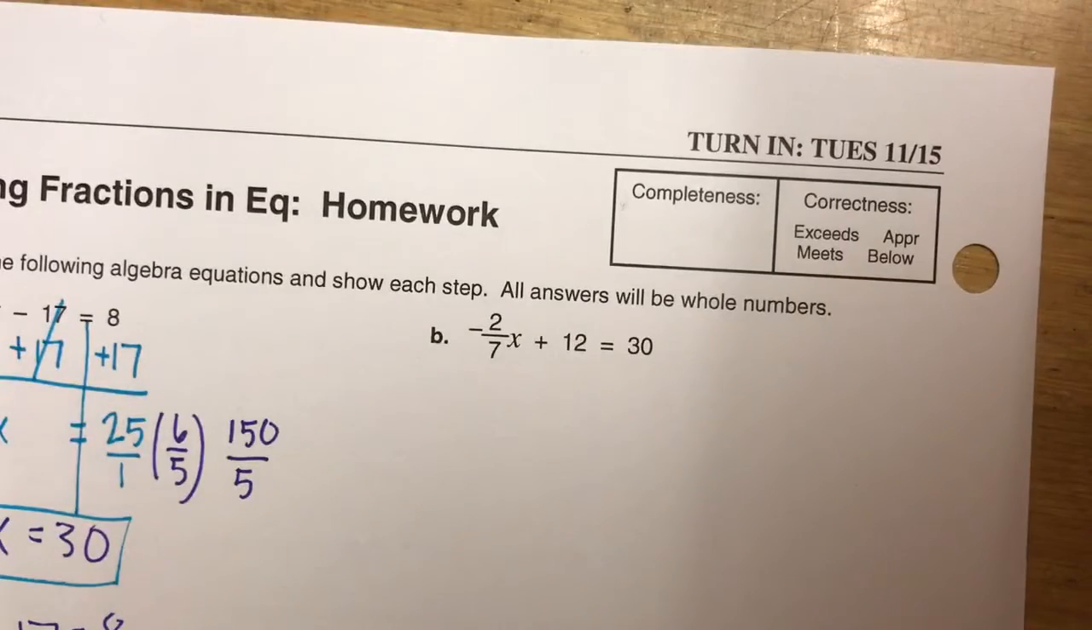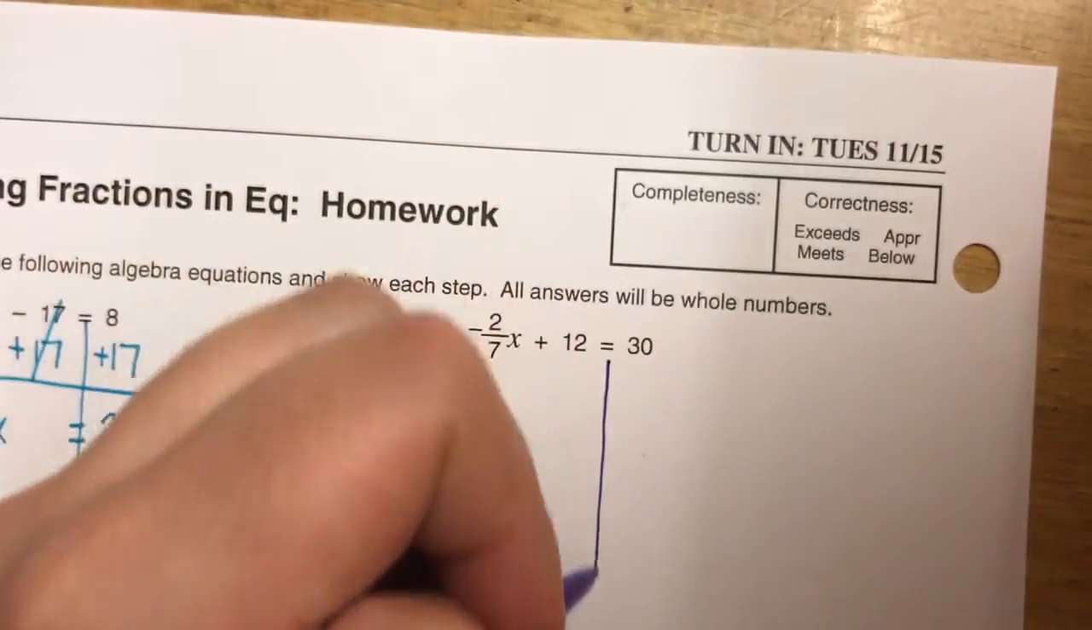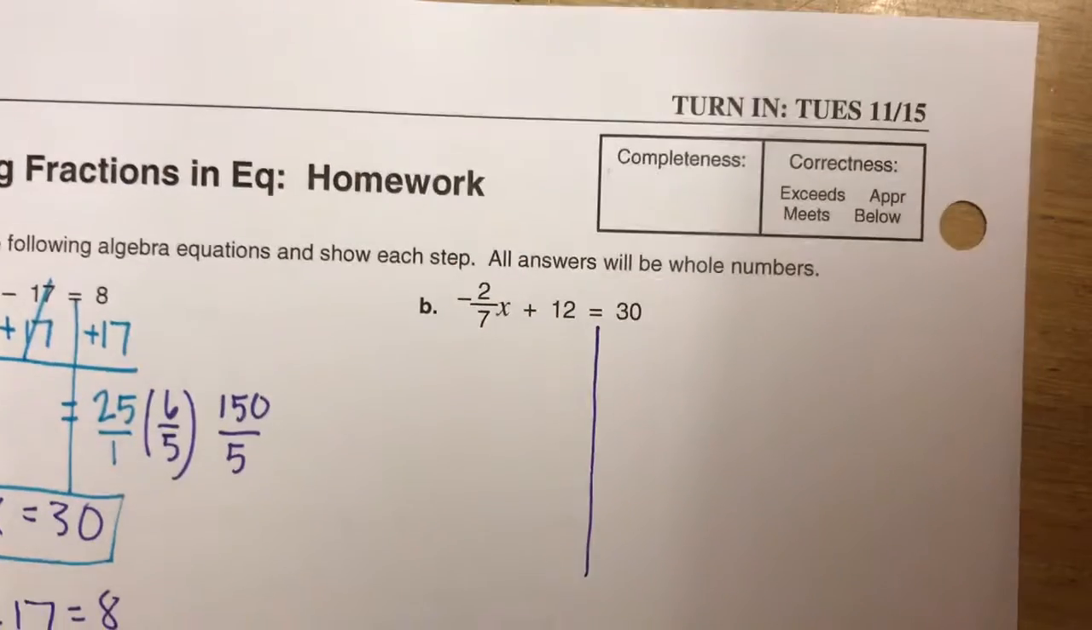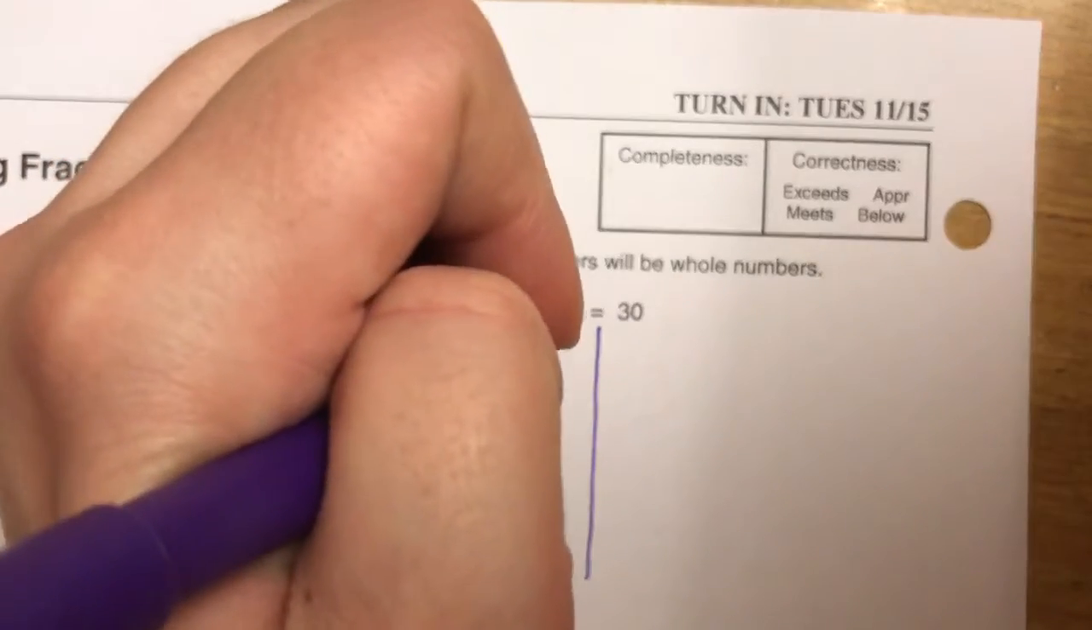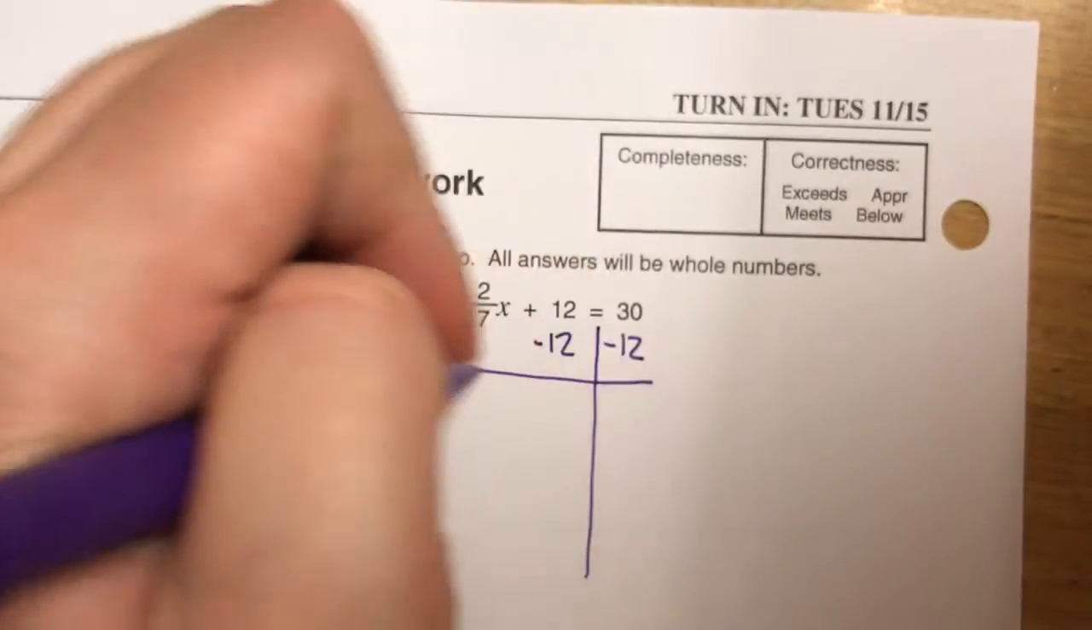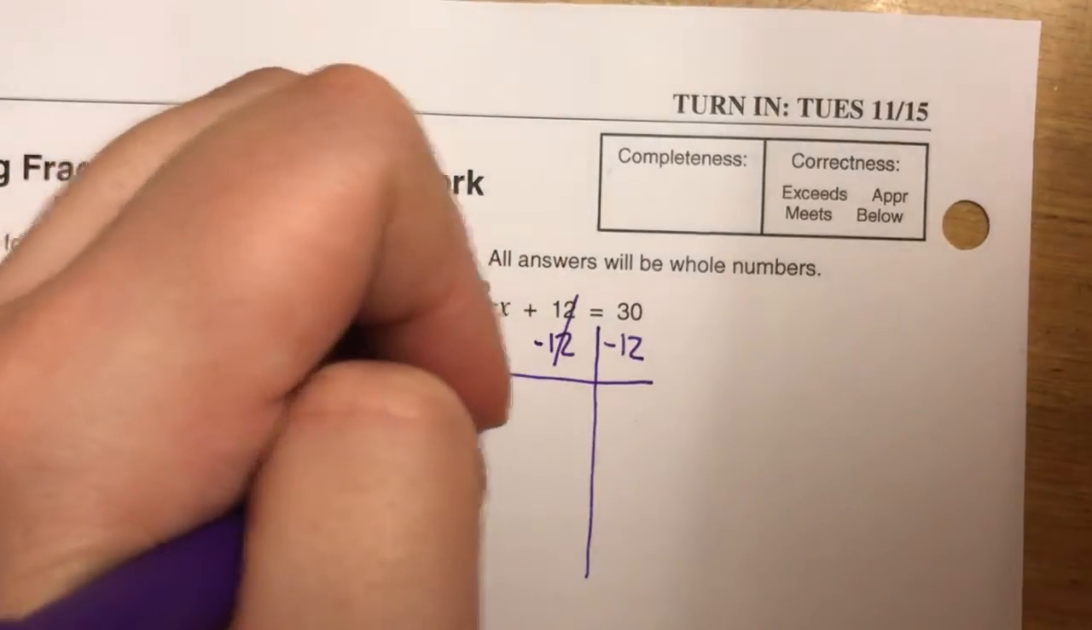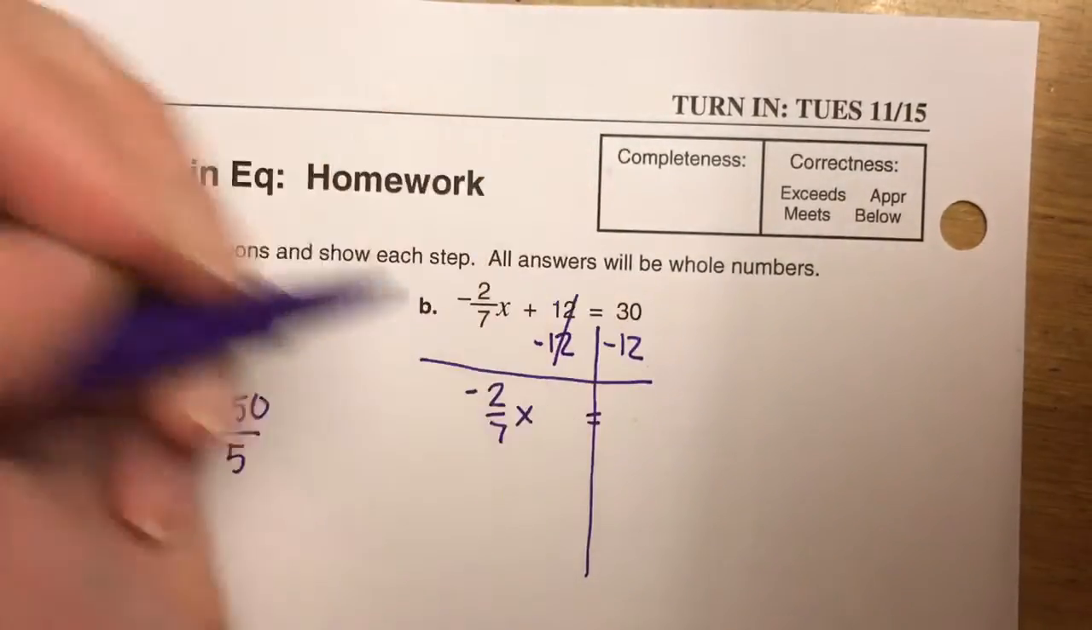I'll go ahead and do another example here. So again, I'm going to draw my line here because I know I want to get my equation balanced. And the first thing I'm going to eliminate with this problem is the 12. So I'm going to subtract 12 from both sides. And we end up getting negative 2 over 7x is equal to 30 minus 12.